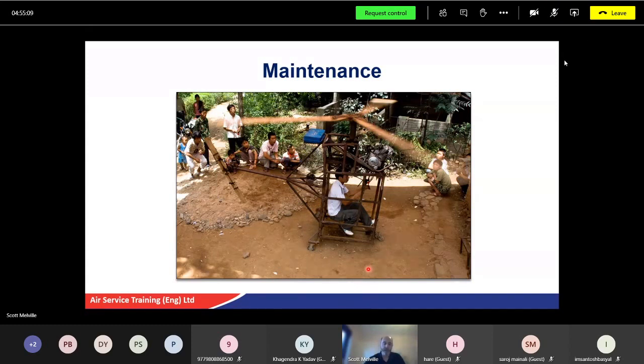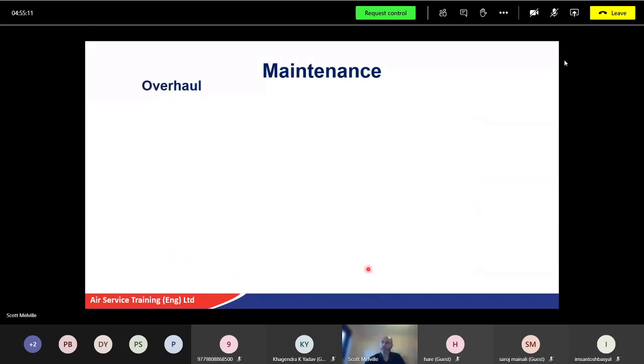Okay, so maintenance, very, very important. Some maintenance we're going to carry out. So maintenance, the word maintenance means any one combination of overhaul, repair, inspection, replacement, modification, and so on and so on. So look at some terminologies. So overhaul.